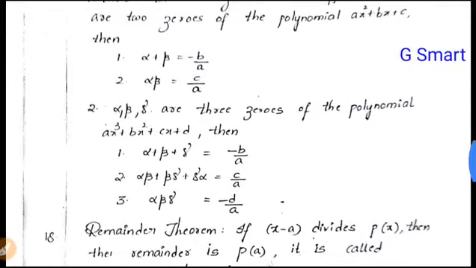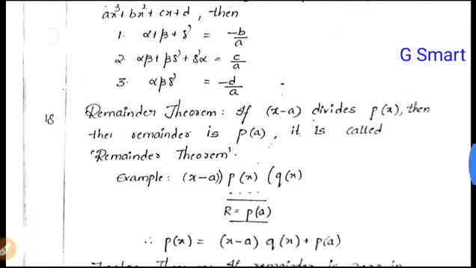Next, the product of the zeros, alpha into beta into gamma, is equal to minus d by a, means minus constant by x cube coefficient. These three formulas are most important. Alpha plus beta plus gamma is equal to minus b by a. Alpha into beta plus beta into gamma plus gamma into alpha is equal to c by a. Alpha beta gamma is equal to minus d by a.